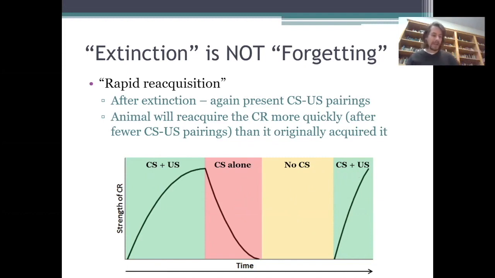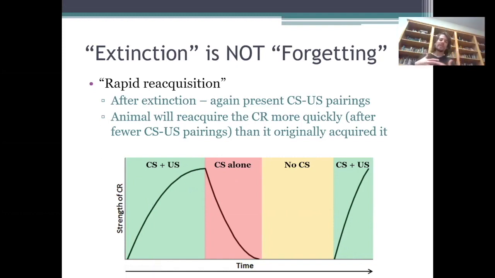And you look at how quickly the animal reacquires the conditioned response compared to how quickly it originally acquired it. And again, what you usually see is that that reacquisition is more rapid. It takes fewer acquisition trials the second time around for that animal to start making the same strength conditioned response that it was making the first time around. Rapid reacquisition. Reacquisition is more rapid than initial acquisition.